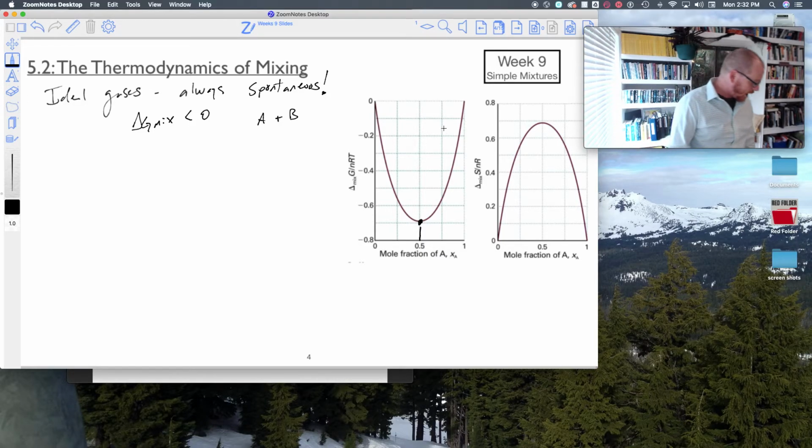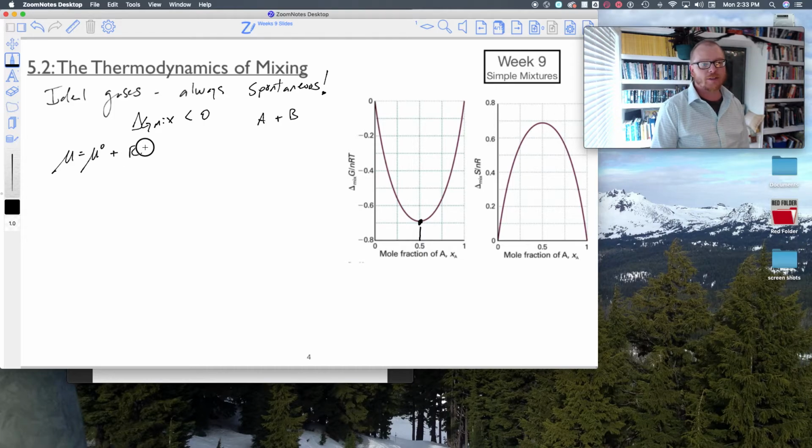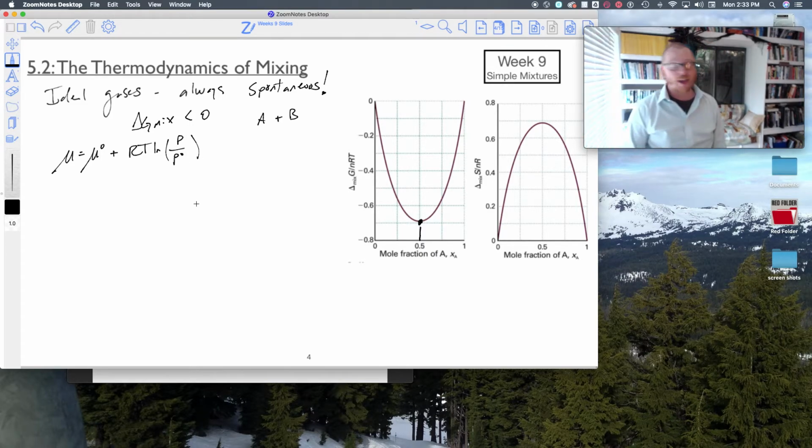Well, we derived an equation previously, which came from the phase changes slides, where I said the chemical potential equals the standard chemical potential plus RT natural log of pressure divided by standard pressure. If you're wondering where that came from, don't worry about it. I'm not going to hold you responsible for deriving this, but it did come from the phase changes section.